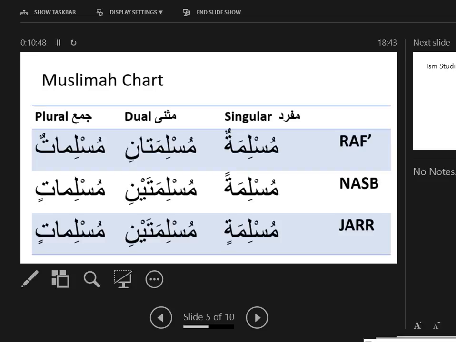The ma has a longer sound, right? So if you heard the word muslimatun, it means plural feminine. Like for example, tolibatun, tolibatun is plural and feminine, meaning female students. Tolibatun.